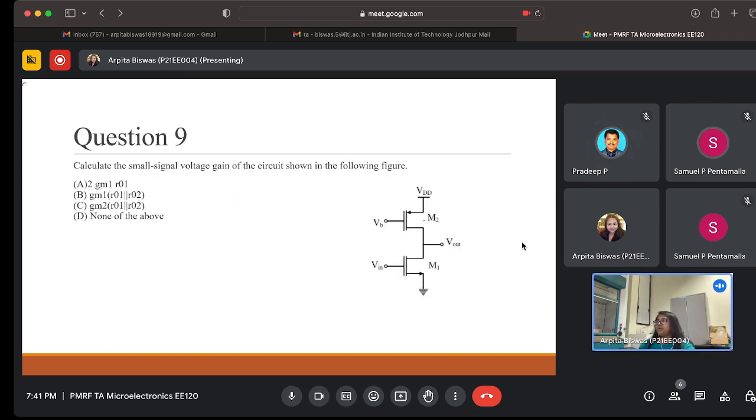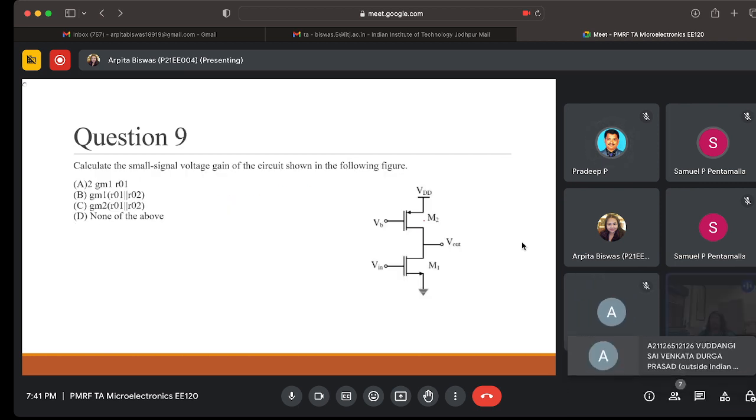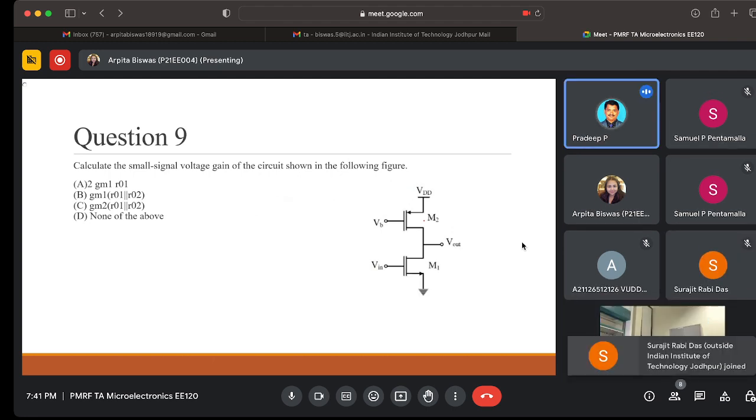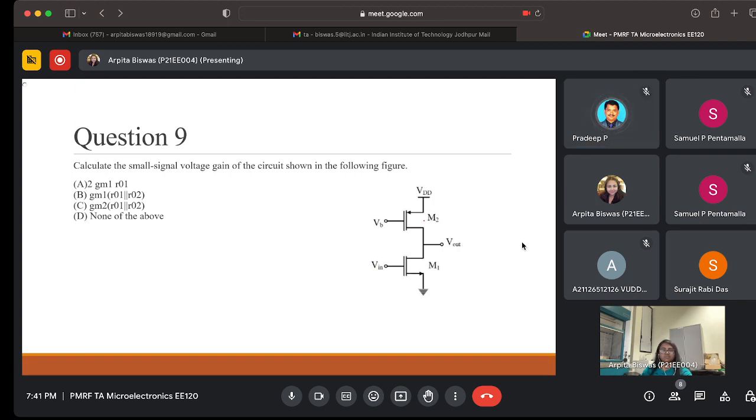So this is question number 9. Calculate the small signal voltage gain of the circuit shown in the following figure. GM1 into R01 parallel R02, madam. For a telescopic connection, the transconductance is that of the first transistor, multiplied by the parallel resistance of RDS2 parallel RDS1. So option is B, madam. Okay. But there will be one minus sign.